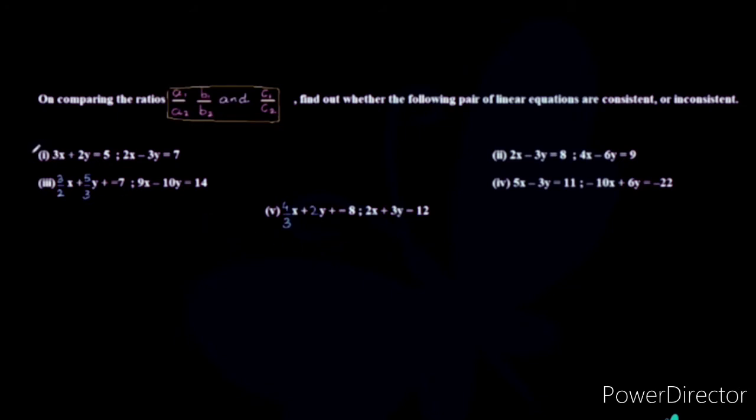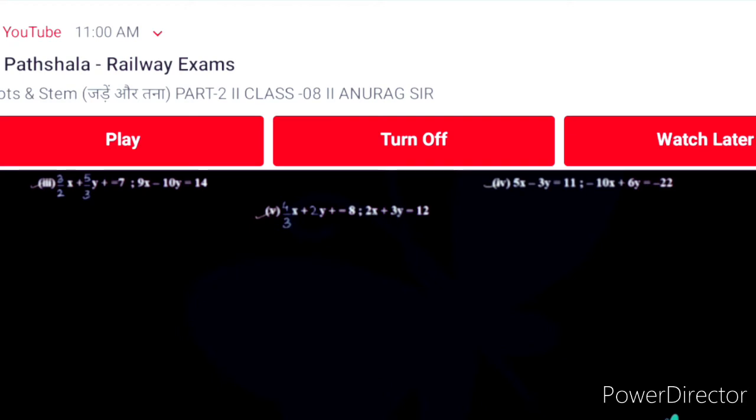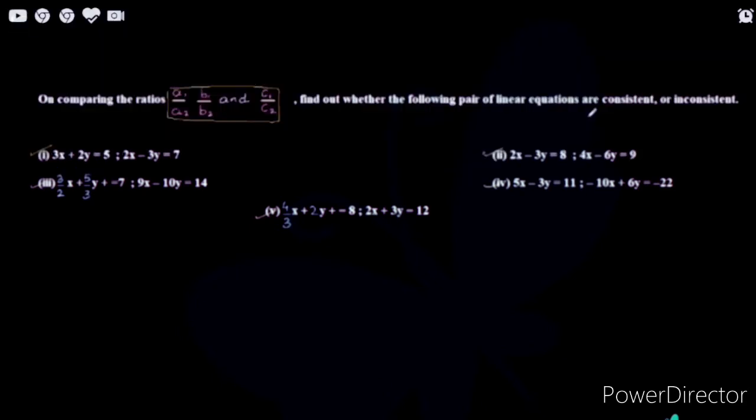I hope you can see the 5 pairs. That's the first pair, then the second, the third, the fourth and the fifth. One by one, for each pair, we'll be checking these ratios. What will we infer, what will we understand by checking these ratios? We'll understand whether their graphs will intersect, or whether the pairs will have graphs parallel to each other, or whether both the equations will have their graphs coincident. Coincident means that they will not be independent. Both the equations depend on one another.